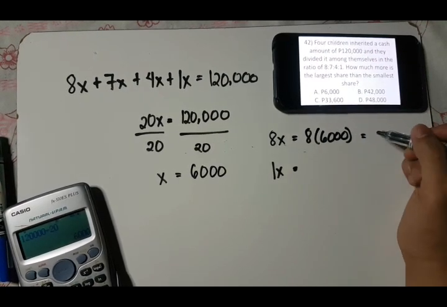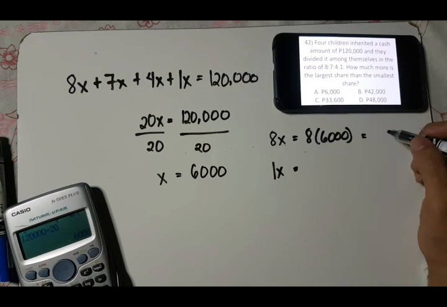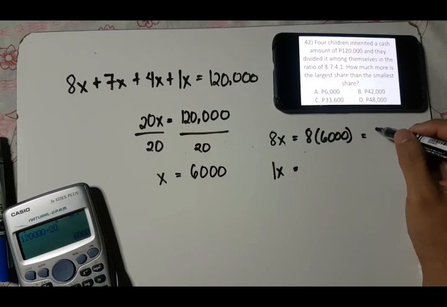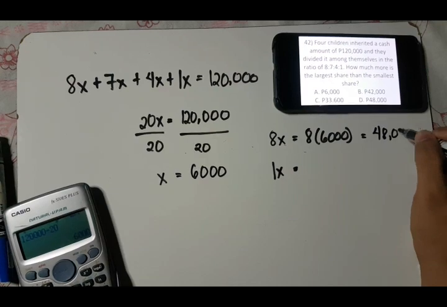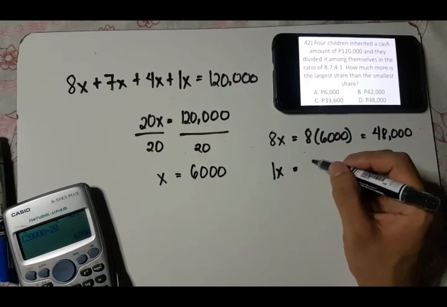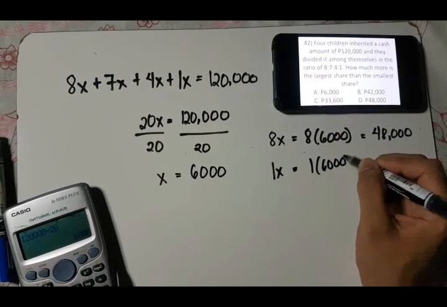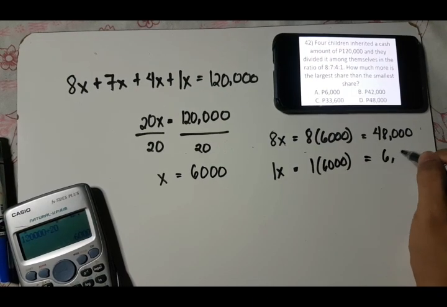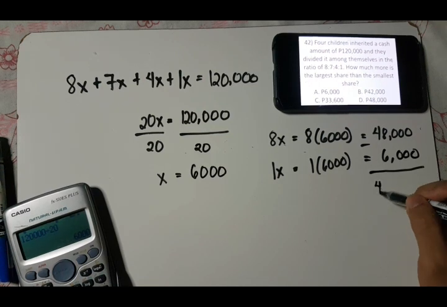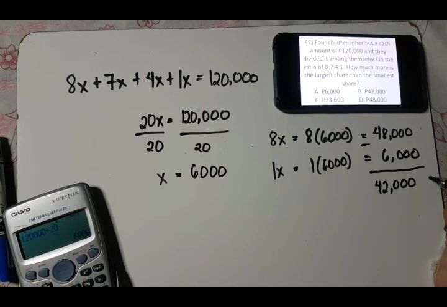So, 8 times 6,000, that is 48,000. So, 1 times 6,000, that is 6,000. So, subtract. So, 42,000. So, mas malaki yung share nito ni 8x ng 42,000 than sa 1x. Ayan, medyo malas si 1x.